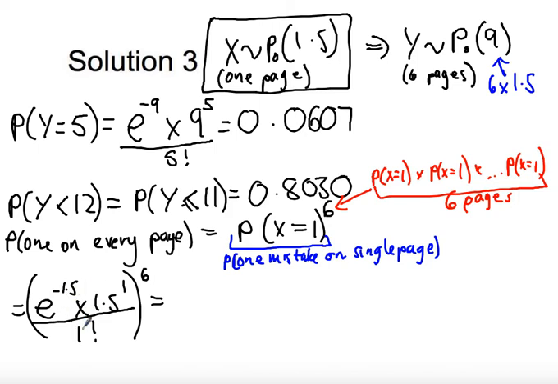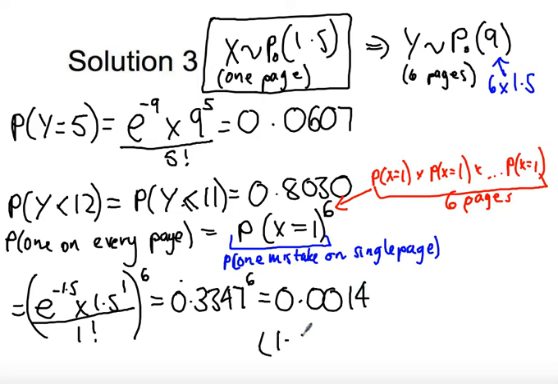Now if I put this into my calculator, and I'm just going to break it up into a little bit of steps just so you can check you're doing the right calculations. I should get 0.3347 to 4 decimal places, to the power of 6. And of course, if I use that exact value, you should then get 0.0014. This might come up on your calculator as 1.4 to 2 decimal places times 10 to the minus 3.